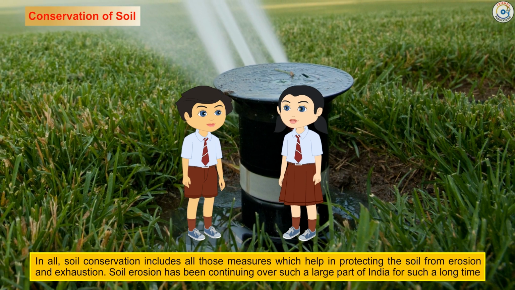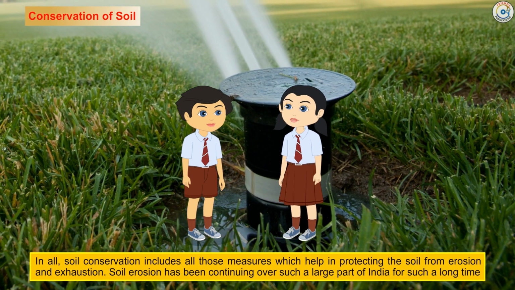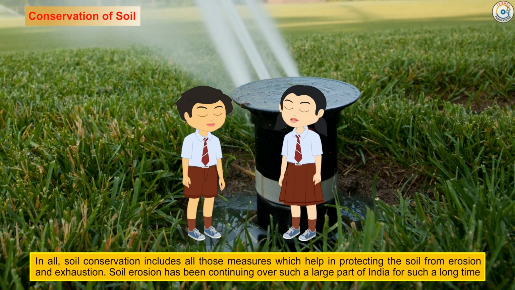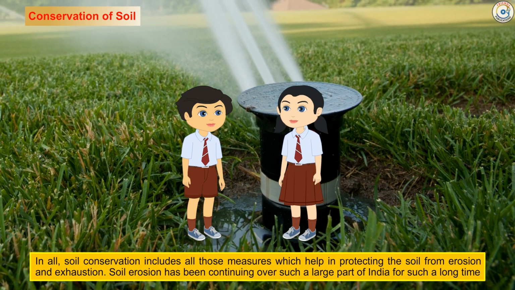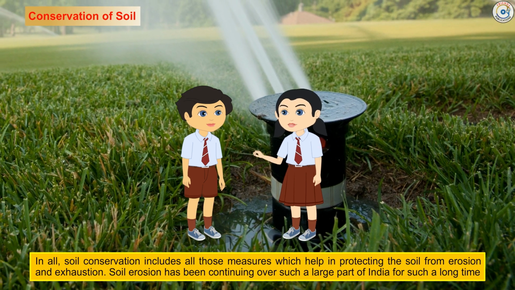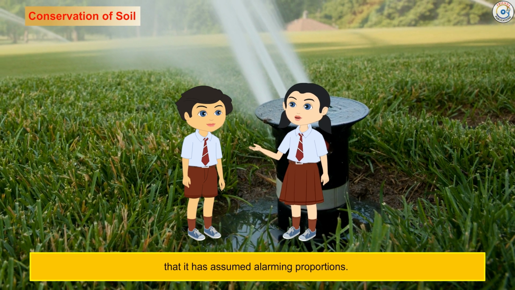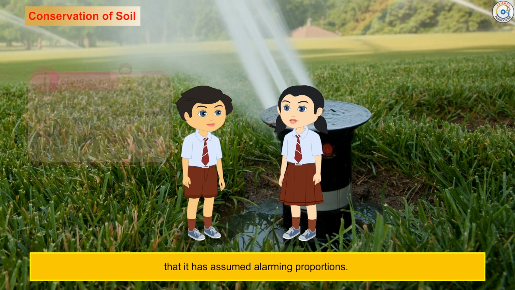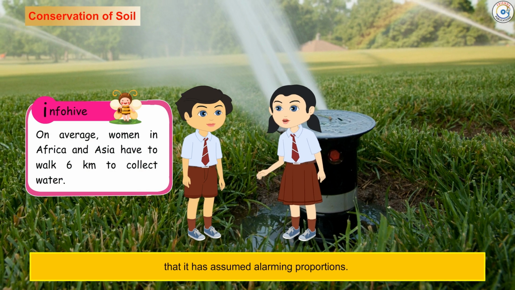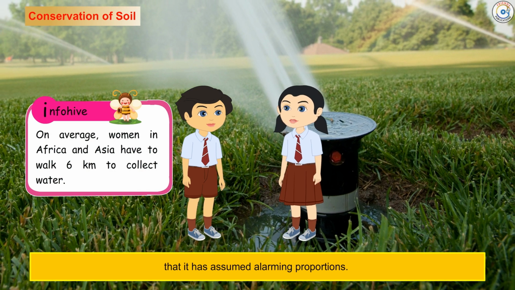In all, soil conservation includes all those measures which help in protecting the soil from erosion and exhaustion. Soil erosion has been continuing over such a large part of India for such a long time that it has assumed alarming proportions. Info Hive. On average, women in Africa and Asia have to walk 6 kilometers to collect water.